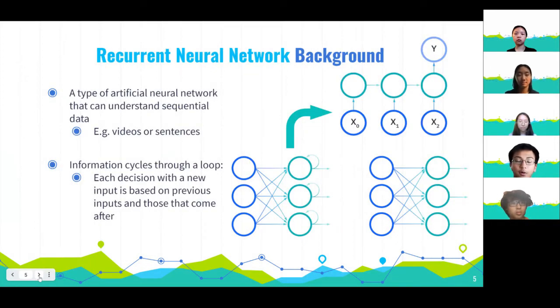Another part of our background knowledge is the recurrent neural network, or the RNN. This is a type of artificial neural network that can understand sequential data. Examples of this are videos or sentences. Each iteration of information cycles through a loop, which means that each decision is based on inputs that are based on previous and post inputs. That means each input is based on previous inputs and those that come after.